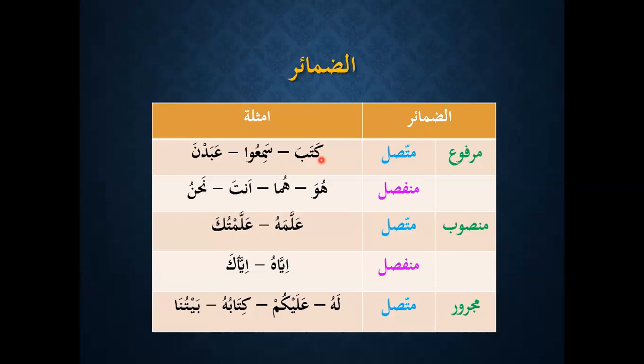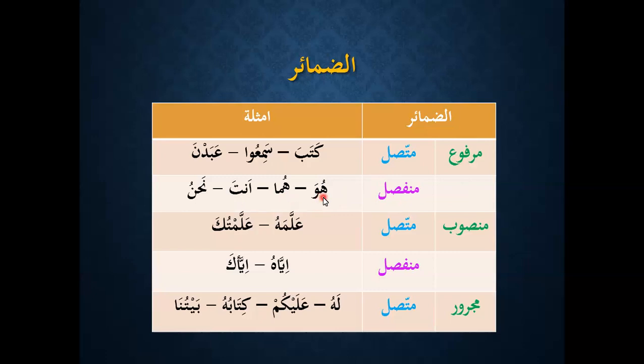Abadna, the noon there is dhamir of feminine plural form. Jama muannas. Abadna, they all. Munfasil. Again, marfu, munfasil. They're the same. These two are the same. They should be marfu as well. Marfu, munfasil. Huwa, huma, hum, and like up to the end.